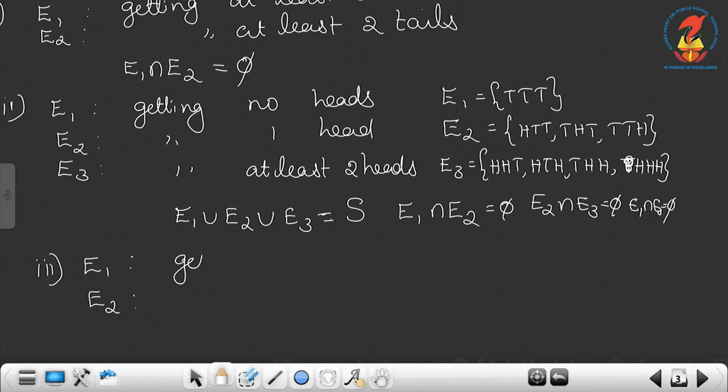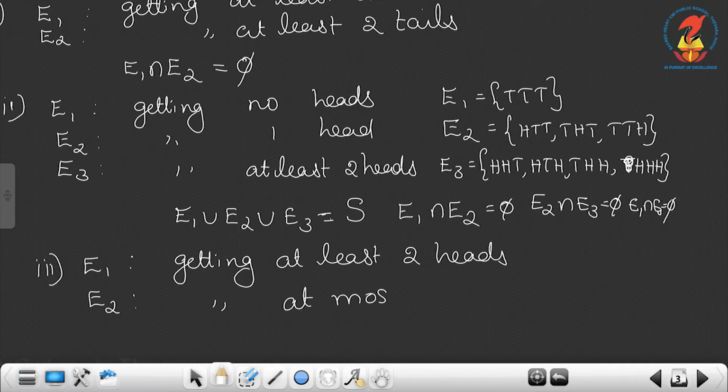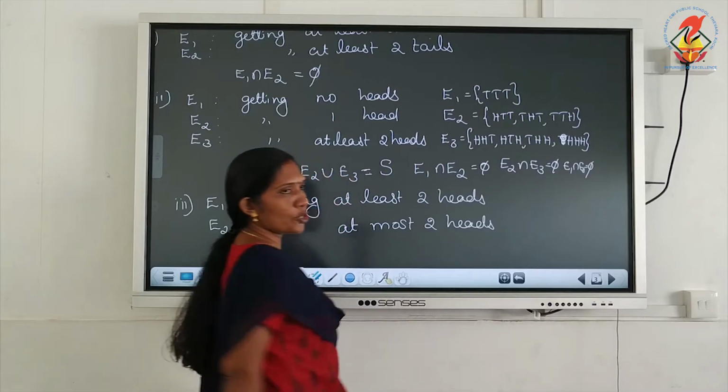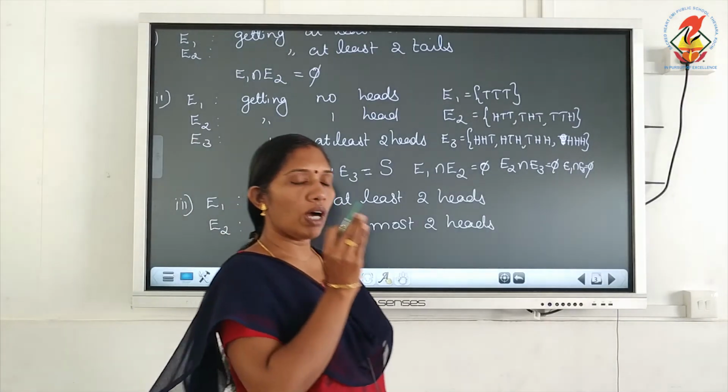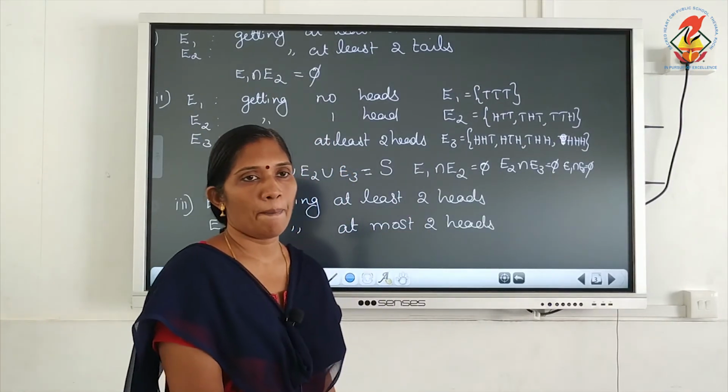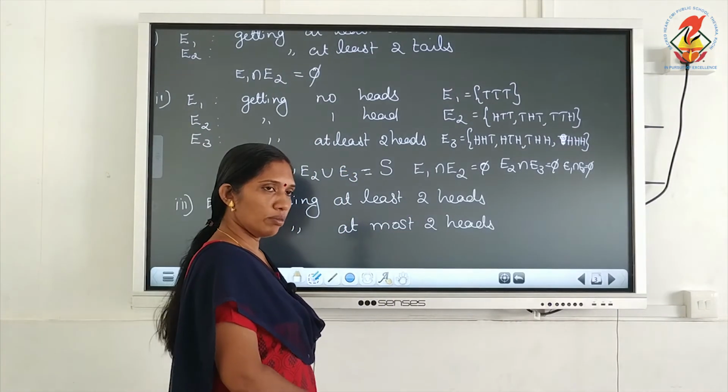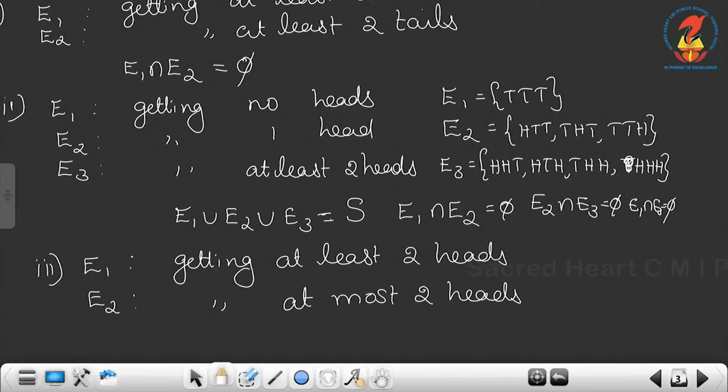So we can write getting at least 2 heads. At least 2 heads means 2 heads and 3 heads. Here I am writing getting at most 2 heads. What do you mean by at most? At most 2 heads means 2 heads, 1 head, 0 head. So are they mutually exclusive? No, they are not mutually exclusive.